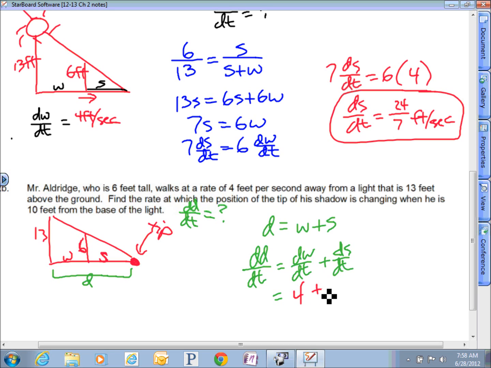And we have the s from our problem before, which is 24 over 7 feet per second. So what I have would be 28 over 7 plus 24 over 7. How about 52 over 7 feet per second? The nice part about that one is once you've got W, you can find S. Once you've got W and S, you can certainly find D. So there's two types of problems that we run into, proportions and Pythagorean theorem.